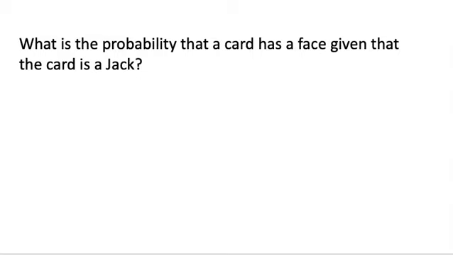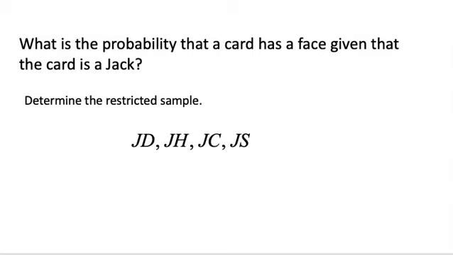Next up, we're going to ask, what is the probability that a card has a face given that the card is a jack? Focus on the given statement, given that the card is a jack. How many jacks do we have? Jack of diamonds, Jack of hearts, Jack of clubs, Jack of spades. That's our restricted sample. So after the given statement, we construct the restricted sample. There's 4 of them. That's what we focus on.